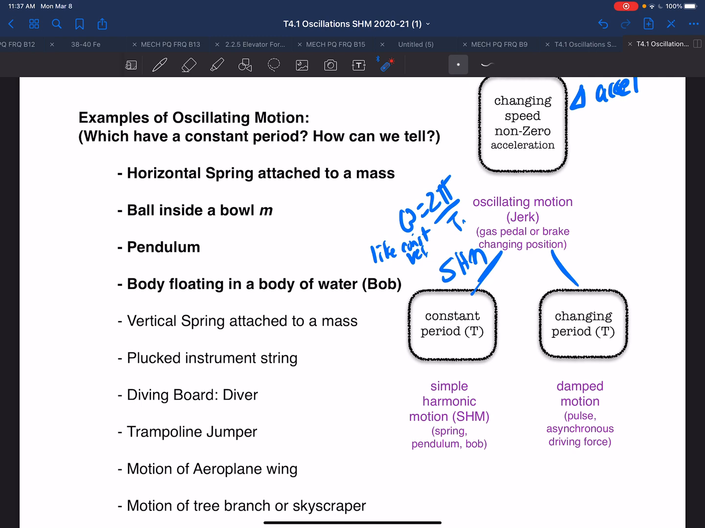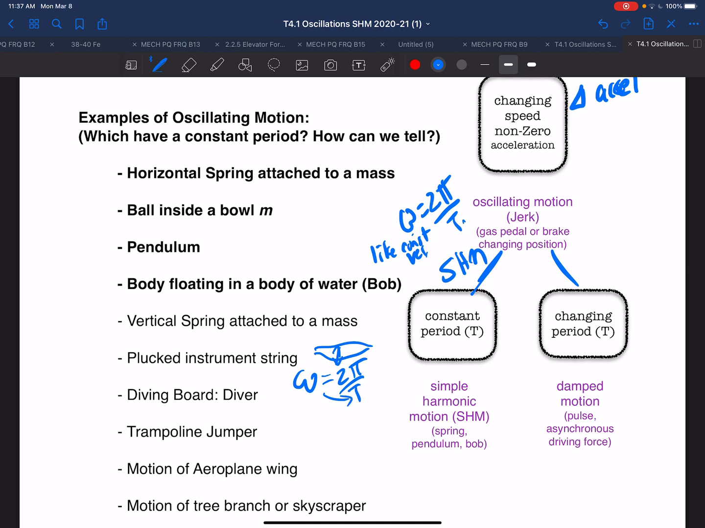Like the horizontal spring, we could do the same thing with a vertical spring. And for musicians out there, and this is I find a very, very helpful one, a plucked instrument string. So if we have a guitar string or a ukulele or banjo or violin, a string will have a certain length. If you pluck it, it will have a constant frequency. And the string itself will vibrate back and forth between two states. So it oscillates back and forth too. And since it has a constant note, that tells us that the period is constant.